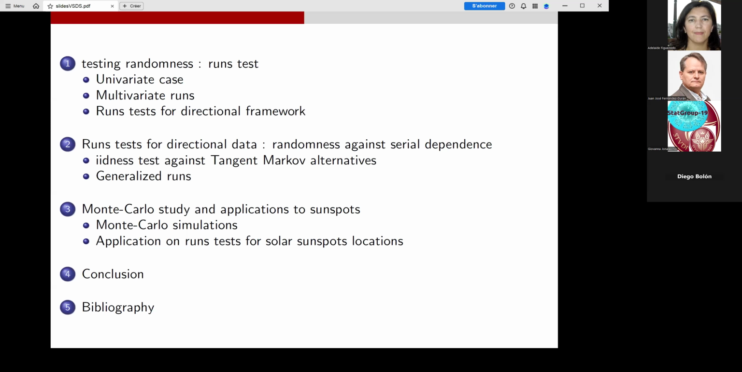In the first part, we will talk about the run test in different cases. After that, the run test for directional data, and we will introduce the tangent Markov alternative. And we will end with the Monte Carlo study and the application on the sunspots before concluding, obviously.